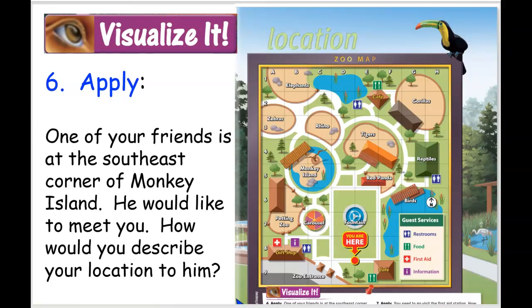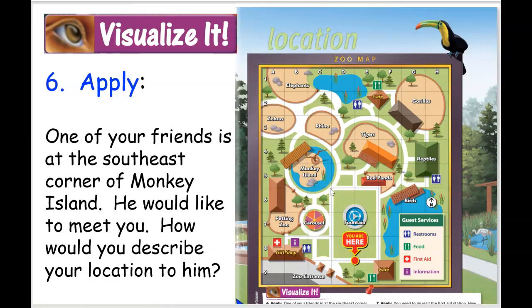Next, it wants you to apply the content. It says one of your friends is at the southeast corner of Monkey Island. I wouldn't read any farther. What I would do is take a pen or a pencil and mark where the southeast corner of Monkey Island is. Therefore, you need to know the cardinal directions. You need to know that north is usually up, south is usually bottom, and then east and west. So here's south, and southeast would be about right there. It's the lower part going towards the south, and east is going this way. I'd say it's about right there.